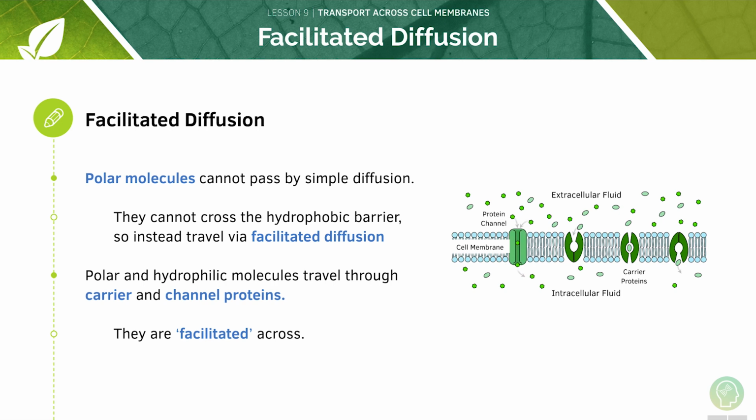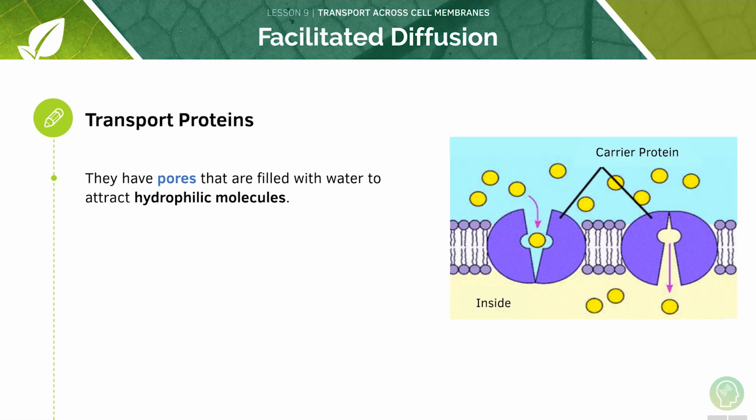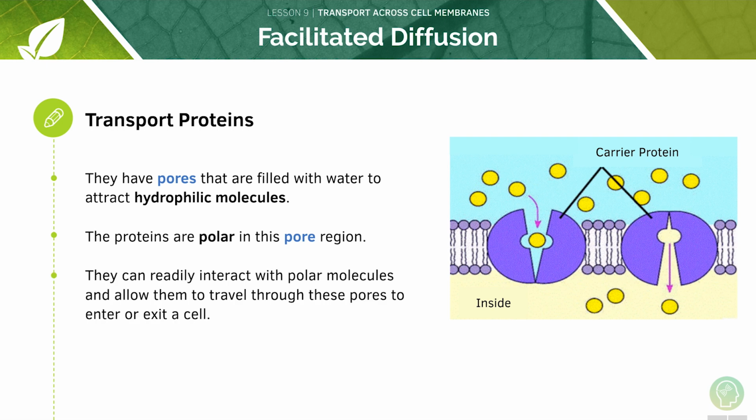They are facilitated across. The channel and carrier transport proteins are structurally designed to interact with polar molecules. Transport proteins have pores that are filled with water to attract hydrophilic molecules. The proteins are polar in this pore region. They can readily interact with polar molecules and allow them to travel through these pores to get into or out of a cell.